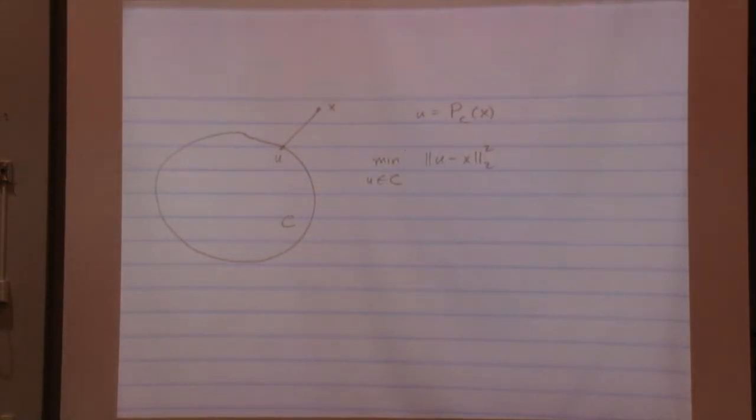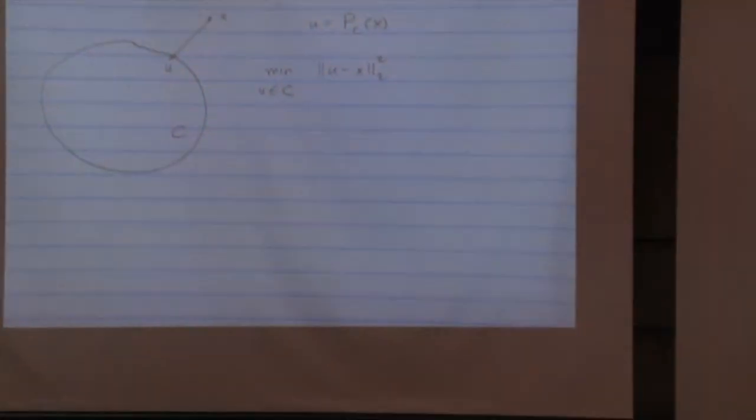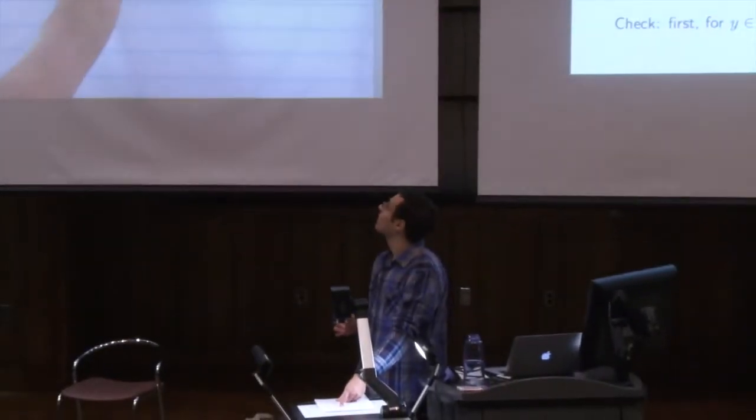What do we know about convex optimization problems, say in terms of the uniqueness of their solutions? What's a sufficient condition for the solution to be unique? Strict convexity, yeah. Is that a strictly convex function in U? It is, right? It's a quadratic. So it's definitely strictly convex.